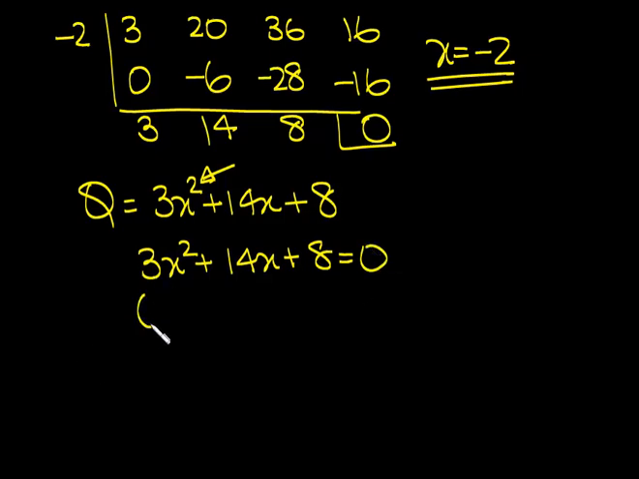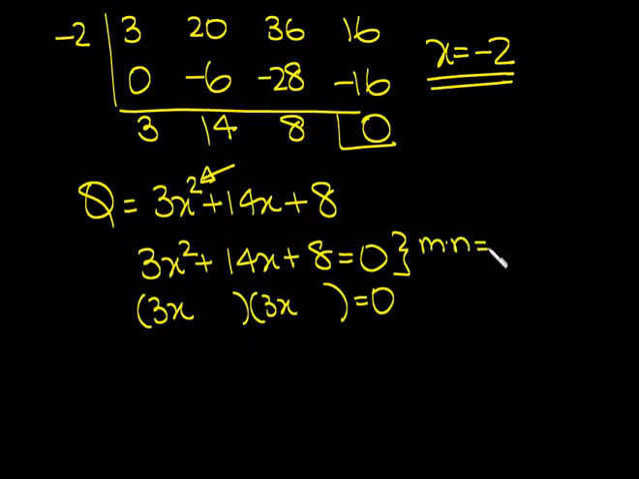In this case, I want two numbers. When I multiply, I get 3 times 8 is 24, and when we add, we get 14. So the numbers are 12 and 2.